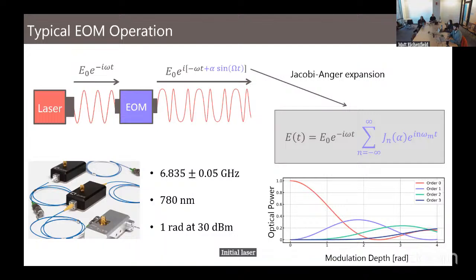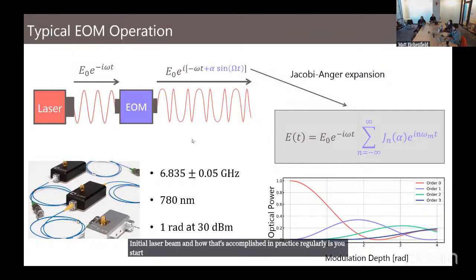And how that's accomplished in practice regularly is you start with a laser at a frequency omega, and then you pass it through an electro-optic modulator, which we've also mentioned today, where there are some materials that exhibit the property that when an electric field is present in them, it modifies the material's refractive index.